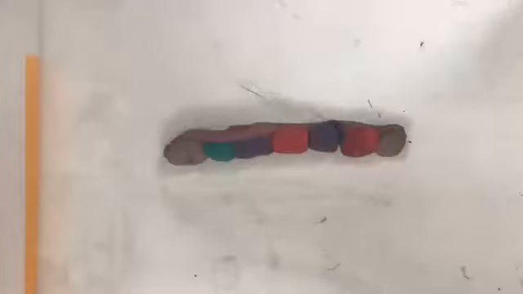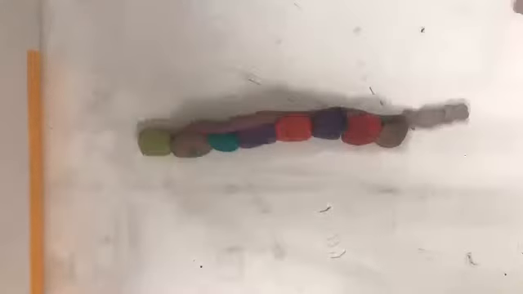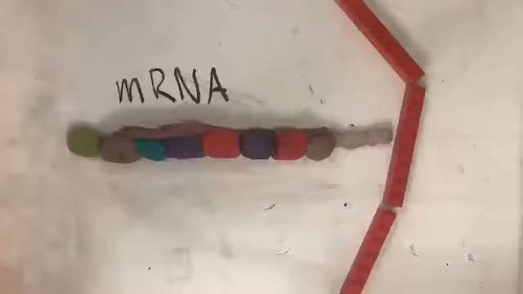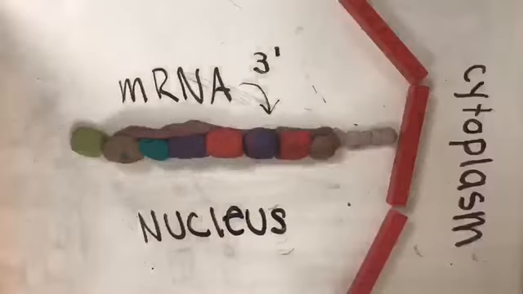A 5' cap, which is a modified guanine nucleotide, is added onto the beginning of the RNA transcript. Then, a poly A tail is added onto the end. The cap and tail protect the transcript and help it leave the nucleus to prepare for translation. The mRNA travels out of the nucleus into the cytoplasm after transcription is done.